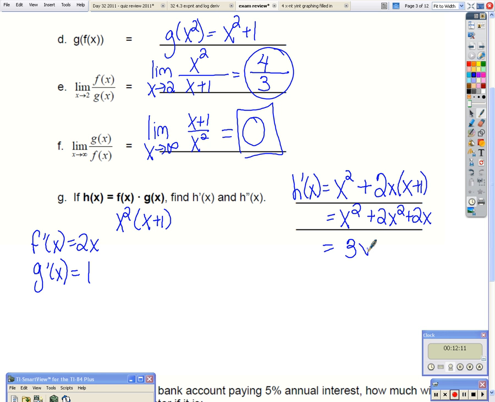So I have 3x squared plus 2x. So now to find the second derivative, I'm going to use the power rule. So 2 times 3 is 6. Reduce the exponent by 1, plus 2.